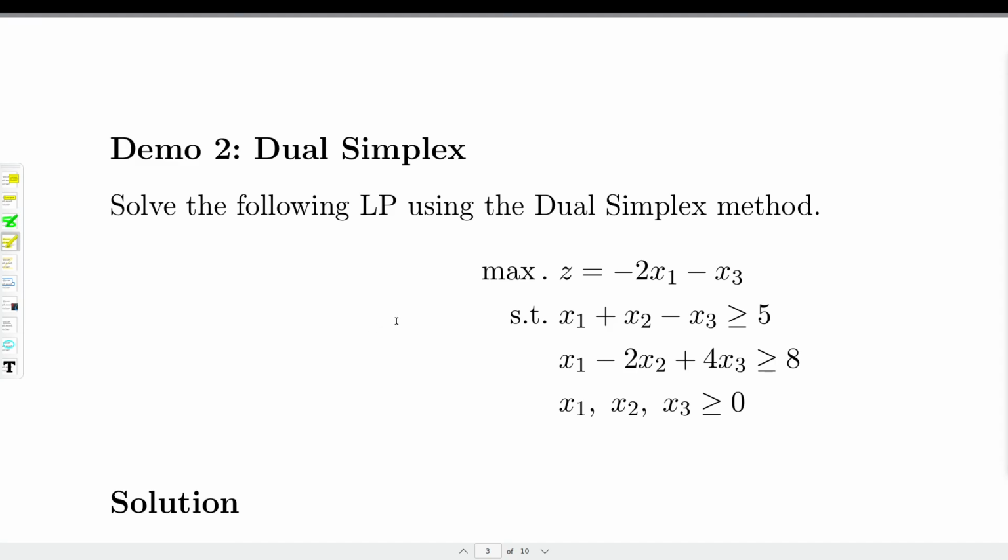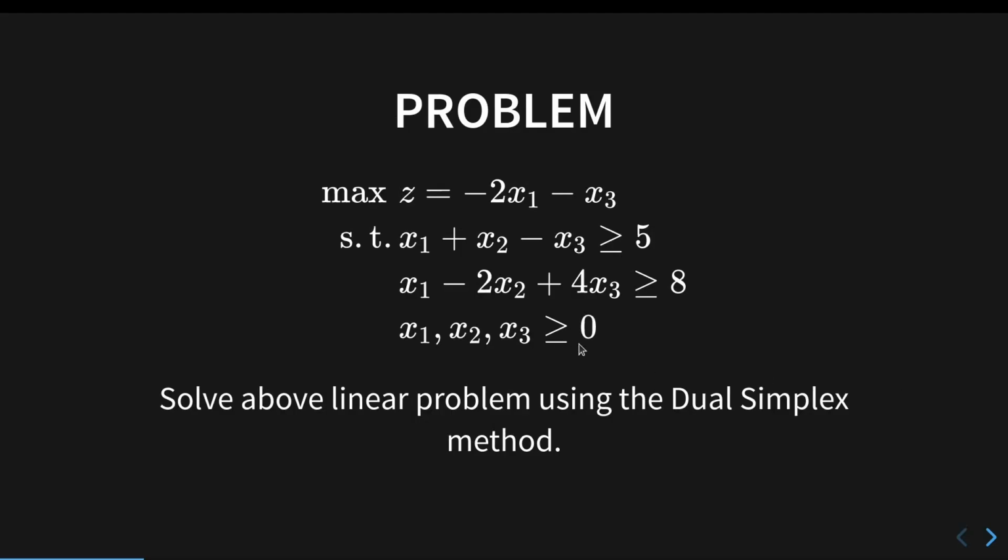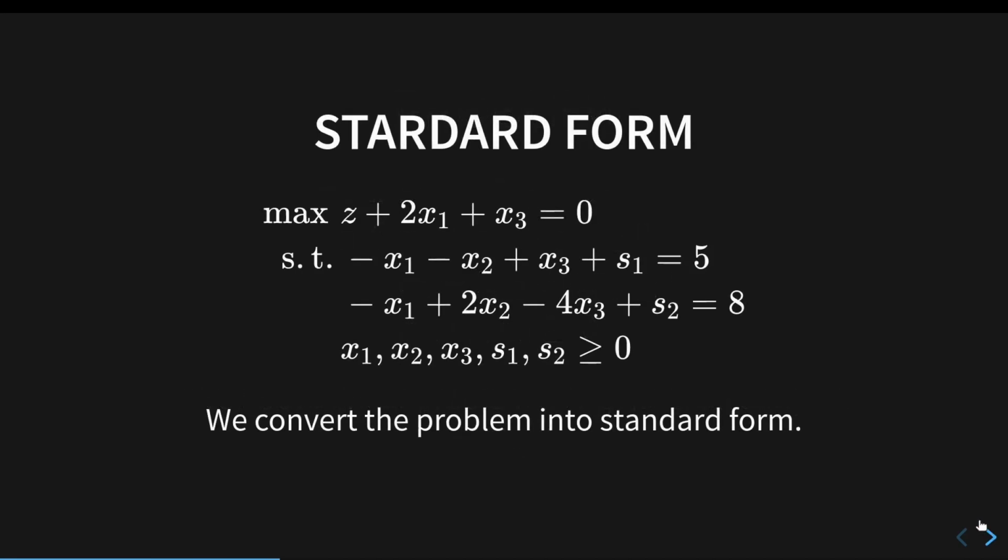In our second demo, we will explore how to solve the following linear optimization problem using the dual simplex method. We are given the following linear problem, which we want to solve using the dual simplex method. First, we need to form the standard form from this linear optimization problem by adding the slack variables and turning the inequalities to equalities and transforming the objective function.